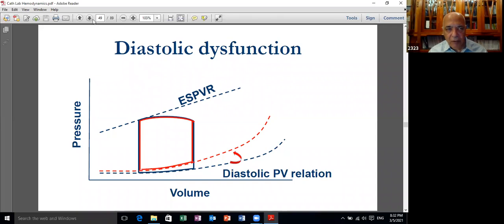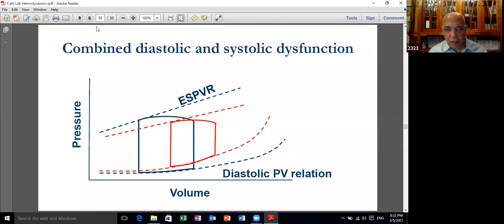But very often you get a combination of these conditions. This is a condition in which there is a decrease in systolic function, so the ESPVR moves down and to the right, and there is also a concomitant diastolic dysfunction. The diastolic pressure volume relationship moves up and to the left, and as a result, the stroke work decreases, and the stroke volume, instead of being that wide, becomes shorter.